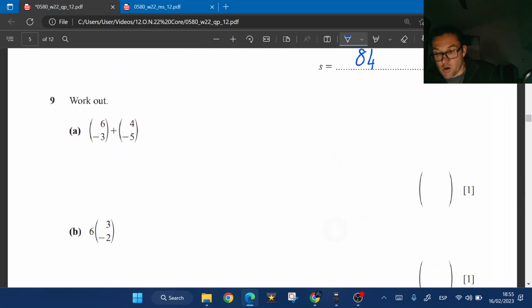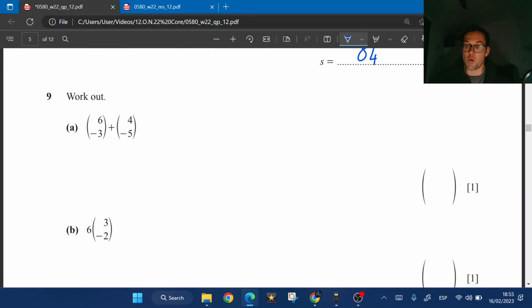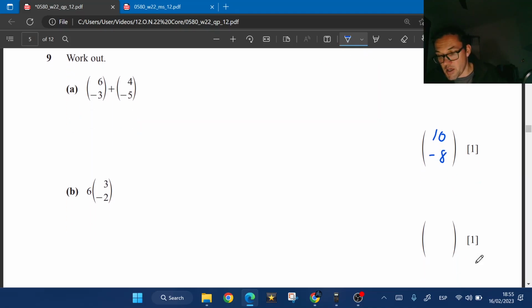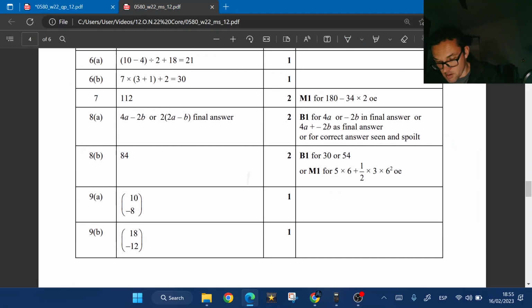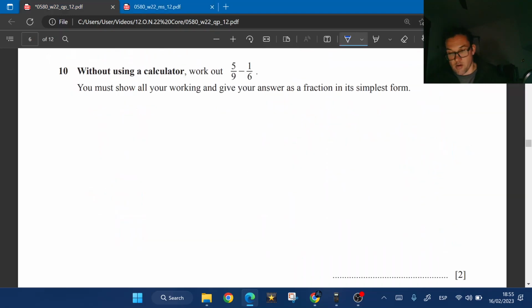Right, column vectors, straightforward. Add the 6 and the 4, you get 10. Minus 3 plus minus 5 is the same as minus 3 minus 5, minus 8. Whereas on question B, this means multiply by the scalar. 6 times 3 is 18. 6 times minus 2, minus 12. And those are correct.